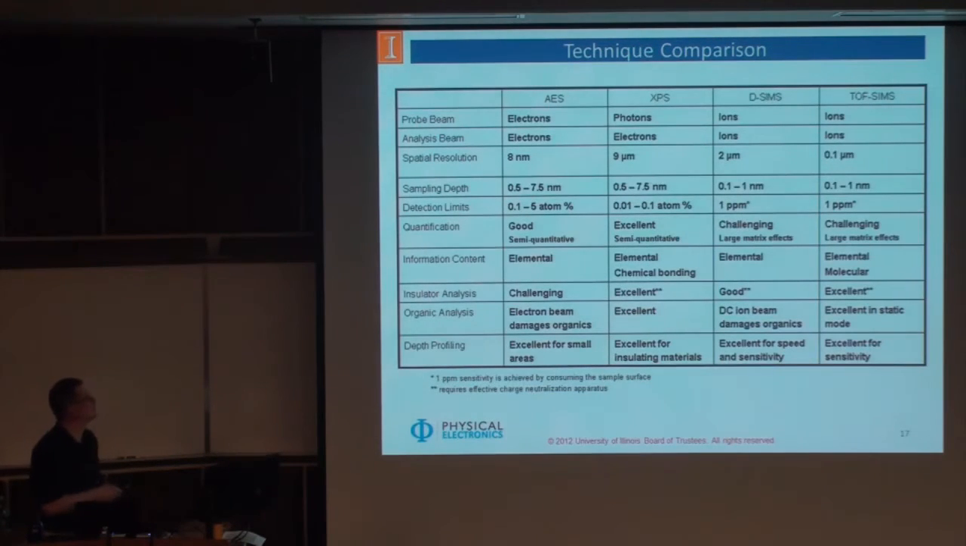So doing a quick technique comparison, Rick quickly showed this yesterday, but we have Auger and XPS using different types of probes. And then we have dynamic SIMS and time-of-flight SIMS. The key here that I want to show is that while the quantification is easier with Auger and XPS, it's much more challenging for SIMS. But we can measure much higher. We have much higher sensitivity.